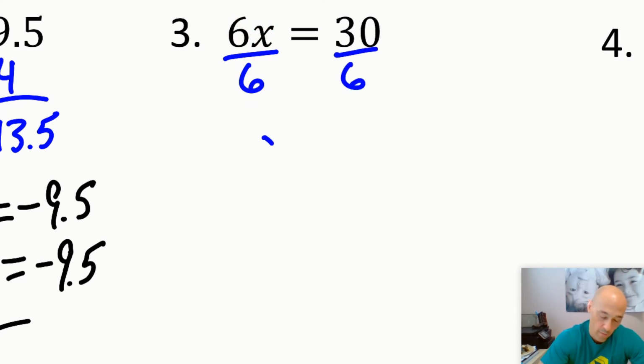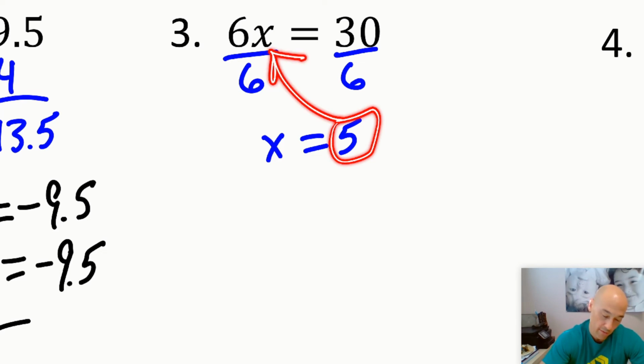So on the left here, we have 1x, but we don't have to write the 1 in there because whenever we just have a variable by itself or an unknown value by itself, it's 1 times that. And that equals 30 divided by 6, which is 5. So now we're going to check our work by plugging this back in right there.